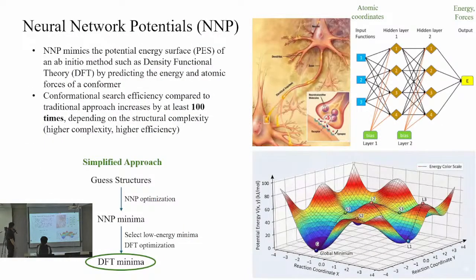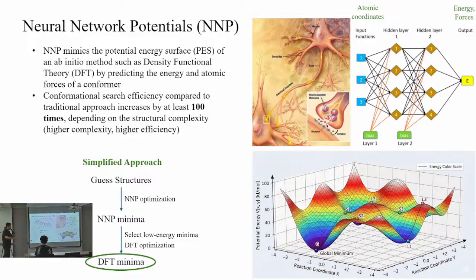So actually, I've already shown this. Essentially, what we want is for the NNP to be able to mimic the potential energy surface of an ab initio method, a highly accurate method, for example DFT, by predicting both energy and atomic forces. So it's not just energy, but also the atomic forces. In my calculation, the efficiency that we get from here is at least 100 times compared to the traditional approach.